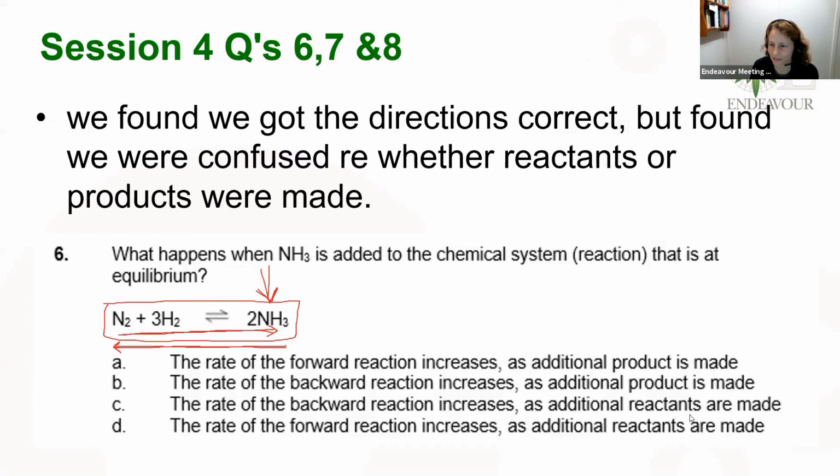Victoria says the backwards as additional reactants are made. So she says that we're going to go this way and more reactants are being made. Does everyone agree with that one? Yeah, that's the answer, because of course you've got lots of ammonia in the system, and now it needs to balance out. So some of the ammonia has to be converted into the original reactants to balance the reaction.